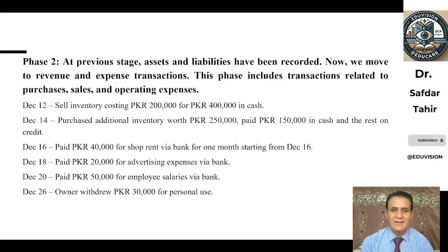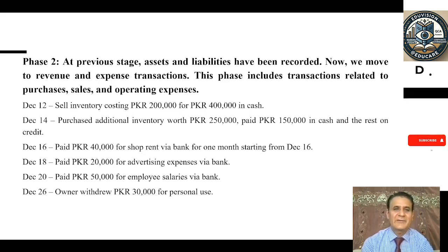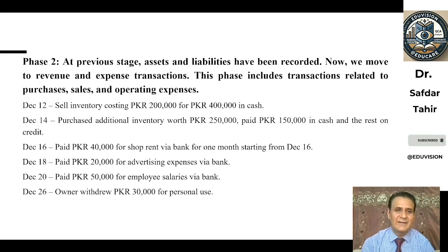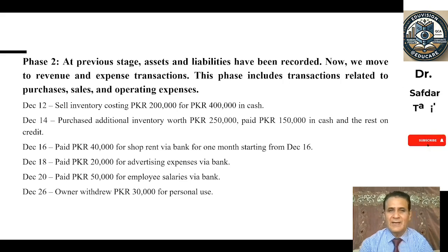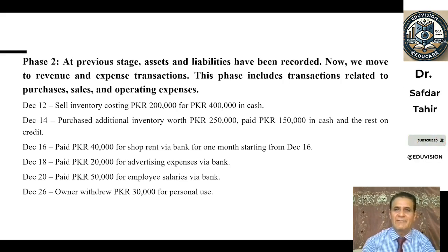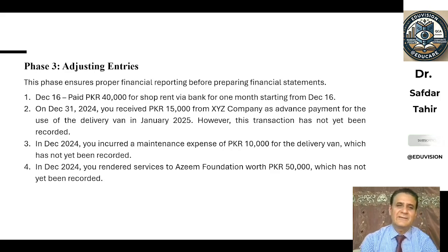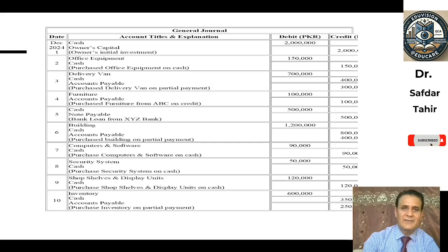Then in the second phase, we start this business and we sell some inventories and we bear some expenses. Certainly we have debited and credited these entries, incorporating the previous entries, and we have debited and credited and made the generalization. In the third phase we have the adjusting entries. These are also very important for the true picture of the financial statements. Certainly, we generalize these entries and we also add these entries into their ledger accounts.